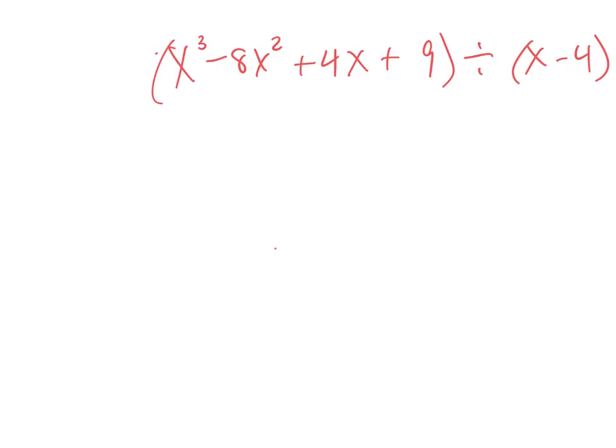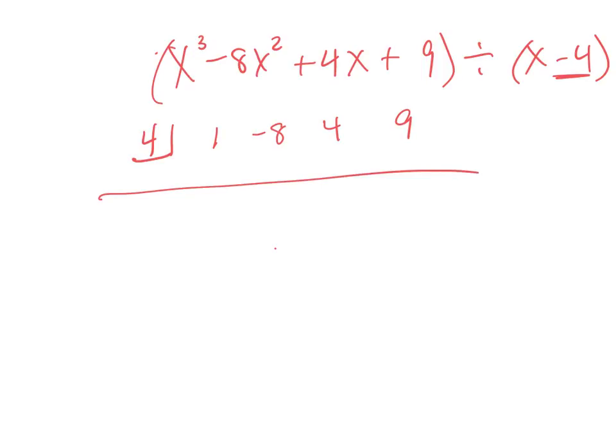Yep. Oh, no. So the first thing I'm going to do again is put that positive 4 in the box because it's the opposite of this guy. And then I'm going to write the coefficients. 1, negative 8, 4, and 9. And draw my line. And the first thing I do is bring down the 1. I'll let you copy now. Here we go. Remember to put the remainder box at the end under the last number.